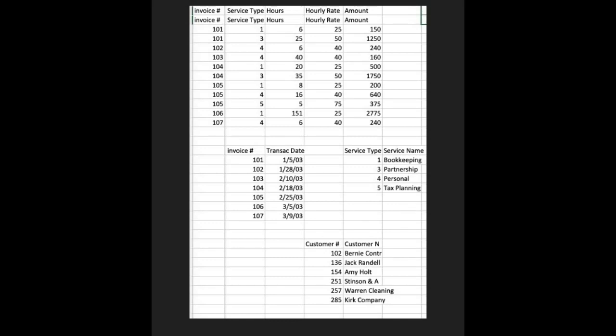Now since the way that we set this up with the invoice number and the service type being the main keys, if you search them up together, it will pull other information, including the transaction date and the customer number. So we made it this way, and we consider this the third normal form.